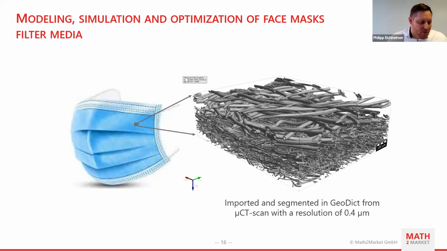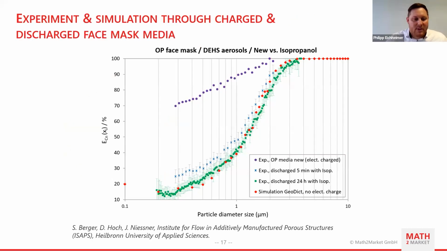What we did then first was to have reference modeling. So what we see here is the filtration efficiency on the y-axis against the particle diameter. And in purple, we see here the experimental measurement on the mask, which has electrostatic charge on that. That's explaining the high initial filtration efficiency we are seeing here.